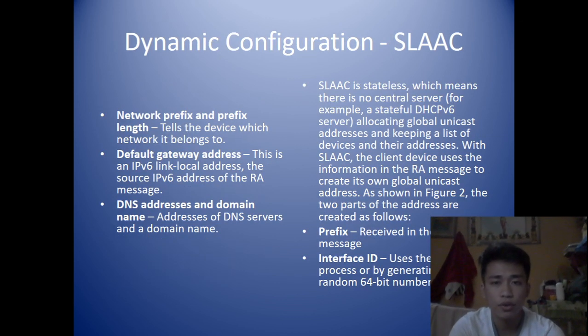So we have dynamic configuration, which is SLAAC, providing the network prefix and prefix length, default gateway address, DNS address, and domain name. SLAAC is stateless, which means there is no central server, for example a stateful DHCPv6 server, allocating global unicast addresses and keeping a list of devices and their addresses. So we have a prefix and an interface ID. The prefix is received in the RA message. The interface ID uses the EUI-64 process or a randomly generated 64-bit number.